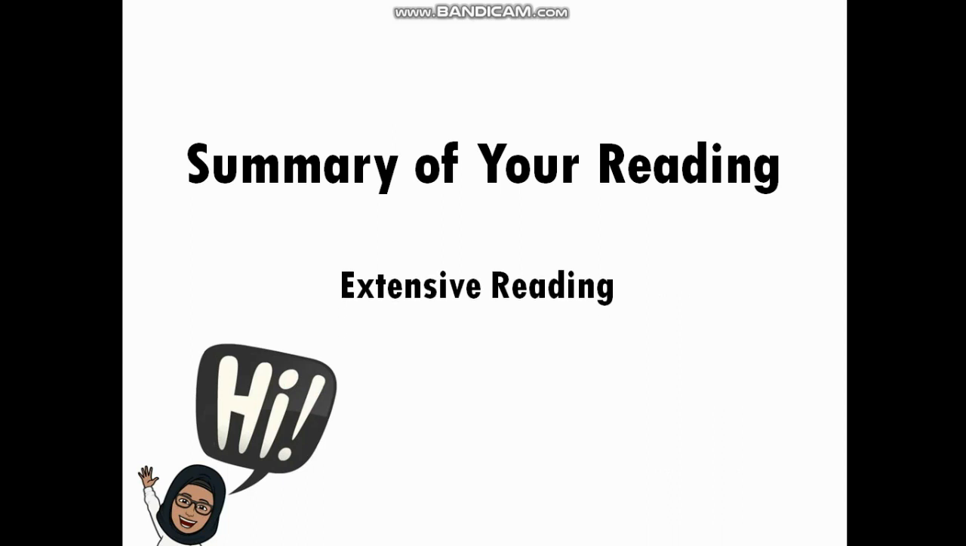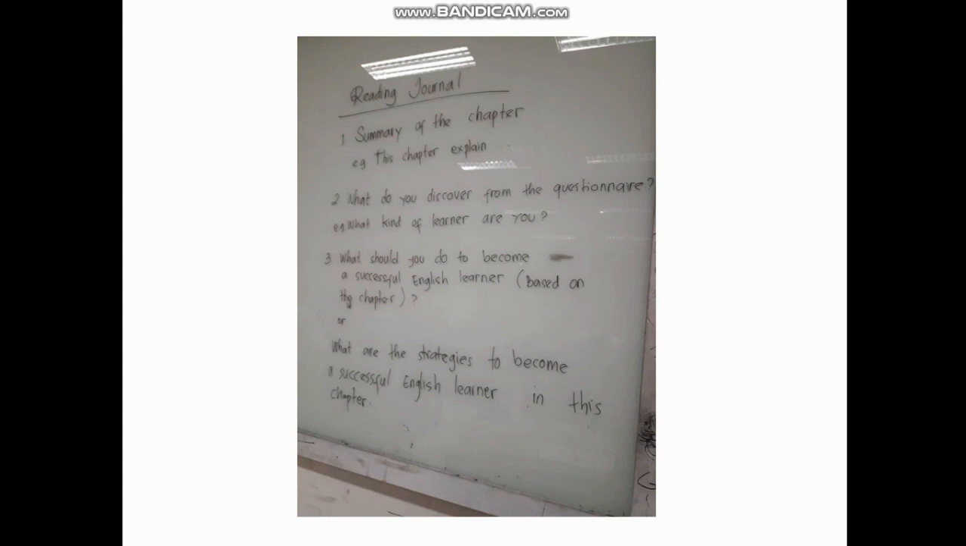Do you guys still remember the guided question I gave you when you needed to write a reading journal in the previous semester? I always gave you guided questions. For example, this one. You must answer some questions in writing your reading journal. This is an example of the guided question for strategies of successful English learners, right?